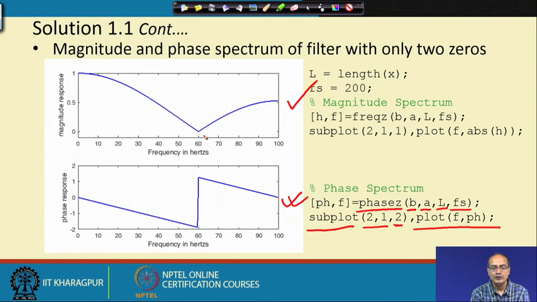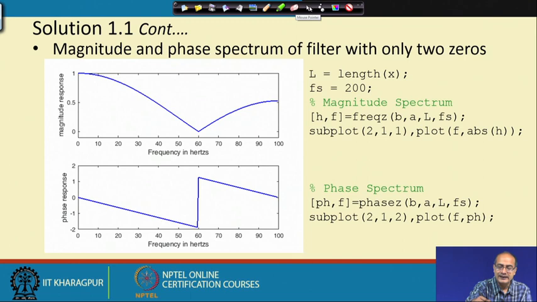It is not very sharp. We would like to eliminate just the 60 hertz component so that much of the signal can be maintained. We do not want the signal at 59 hertz, 50 hertz, 61 hertz or 70 hertz to be affected. But in this case we cannot ensure that, and that is the prime reason we said we should have some pole.